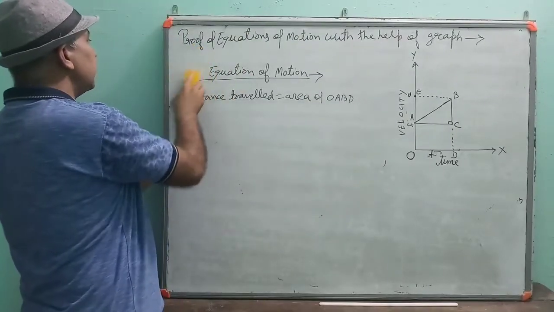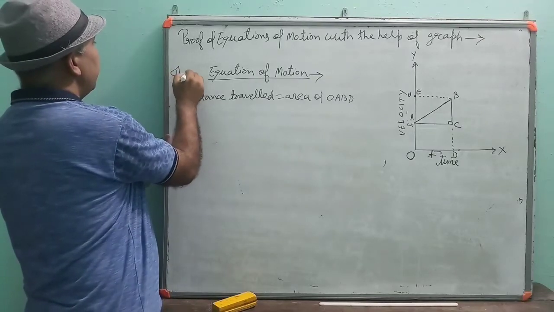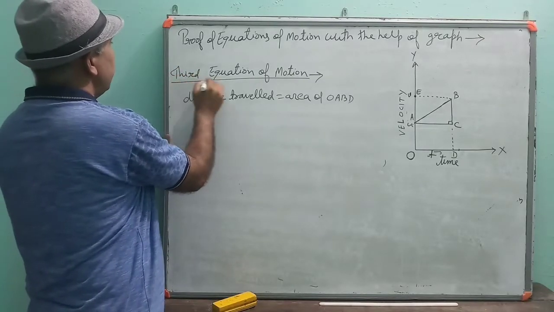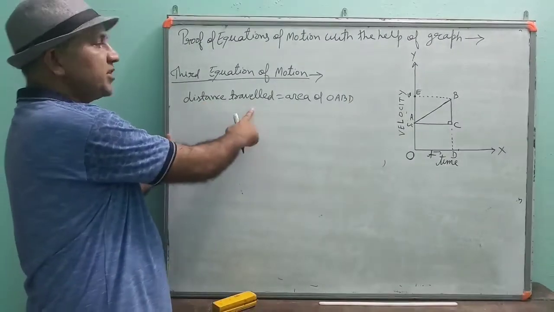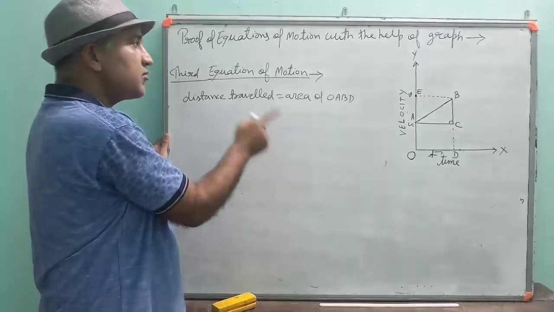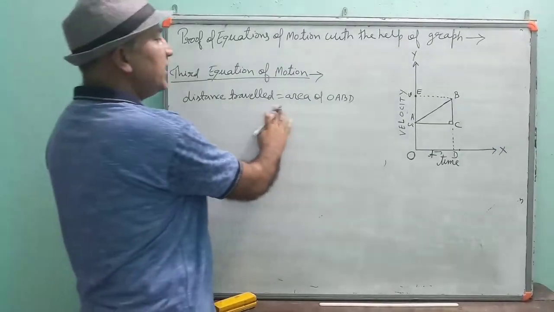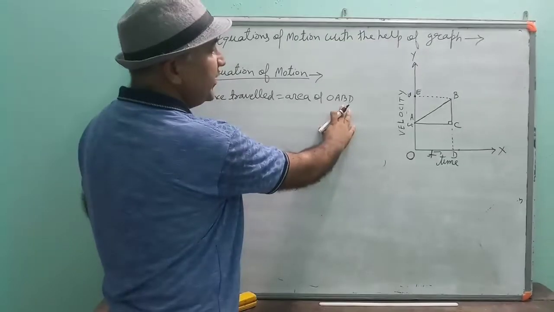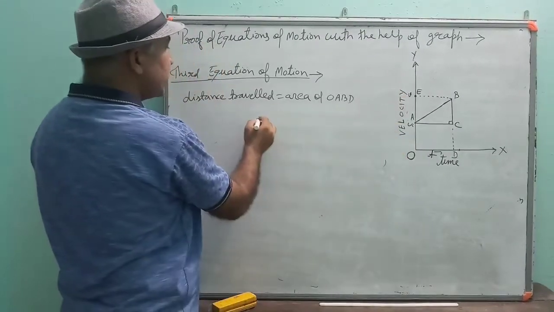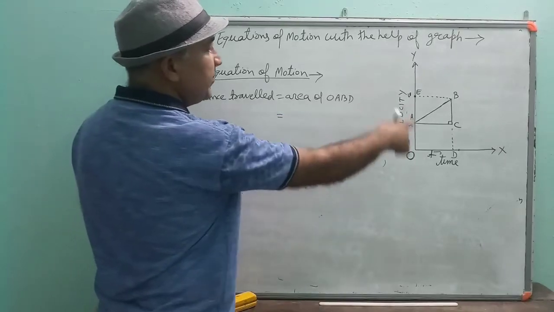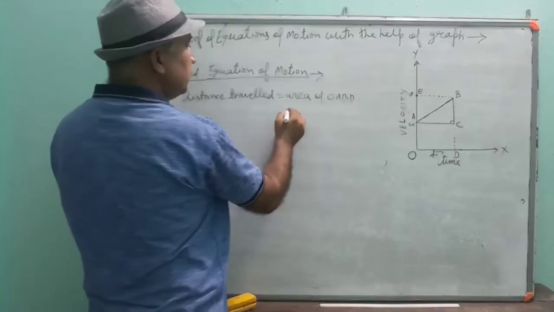To find the third equation of motion, in the mathematical way we have seen that we have taken the help of distance traveled. So here also we will take the help of distance traveled. Distance traveled is equal to area of OABD. Can you tell me the name of this shape? What is the name of this shape? It is looking like a trapezium.